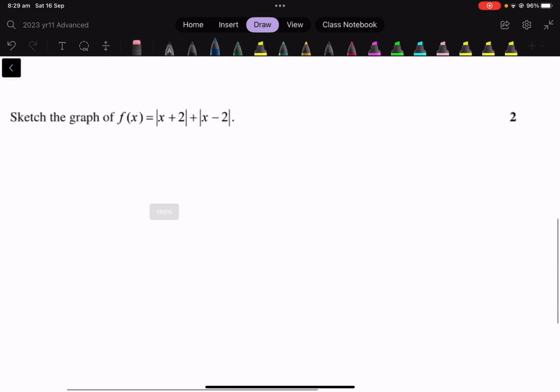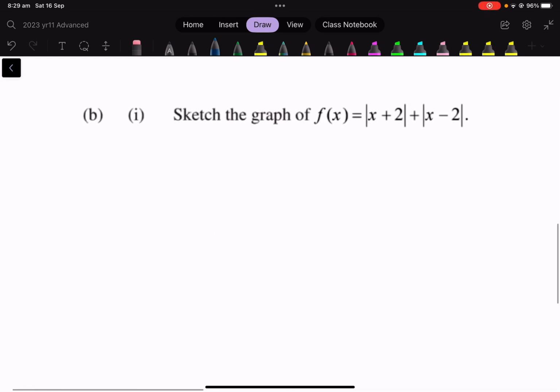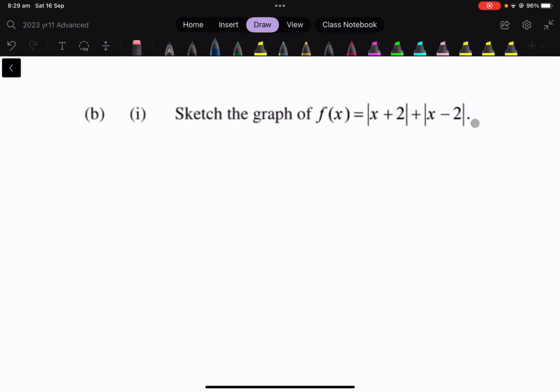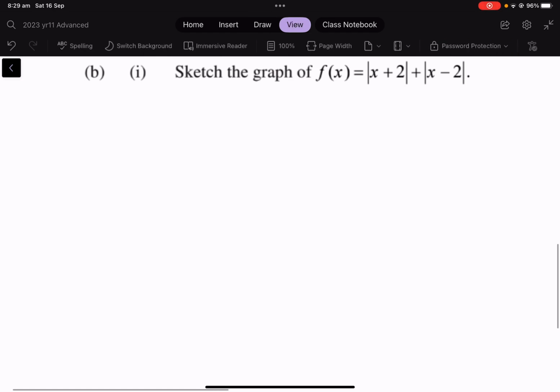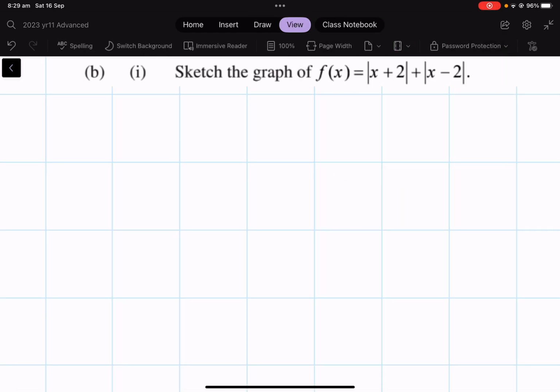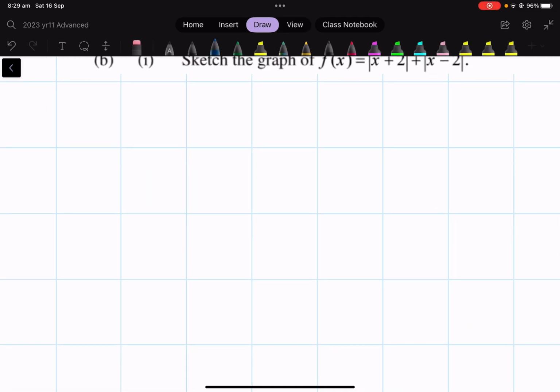The second question was to sketch a graph of, it was 2 marks by the look of it, sketch the graph of 2 absolute value functions. Maybe I'll look at these graphically and put the grid on, and then algebraically as well. Two methods of doing this.